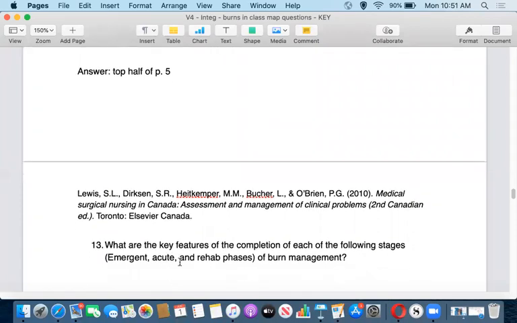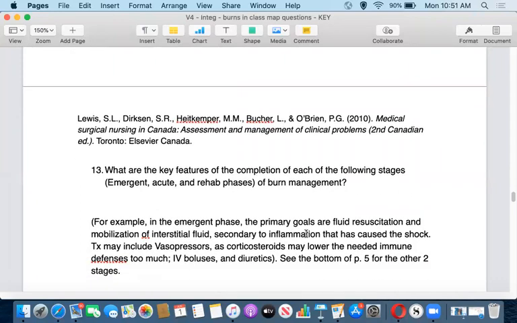Generally speaking, the goals of the emergent phase are fluid resuscitation and mobilization of interstitial fluid. In other words, getting that fluid out of the tissues back into the circulation, getting perfusion back to key organs. It's the life over limb stage. Let's keep this patient alive. Let's make sure their brain and other key organs are getting perfused. And if we can decrease the edema along the way, we'll do that too. It may include the use of vasopressors, corticosteroids to reverse the inflammatory response.